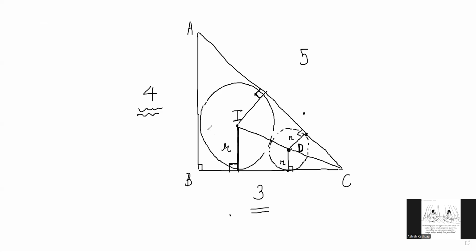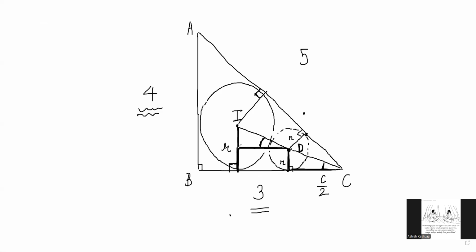Now think about it, you can easily see that there is a similarity happening here. This angle will be C by 2 because it's angle bisector. And if I draw a parallel line like this, the angle will also be C by 2, right? Because this line will be parallel to this line. Why? Because this is perpendicular to BC and this is also perpendicular to BC. So this line is parallel to this line.